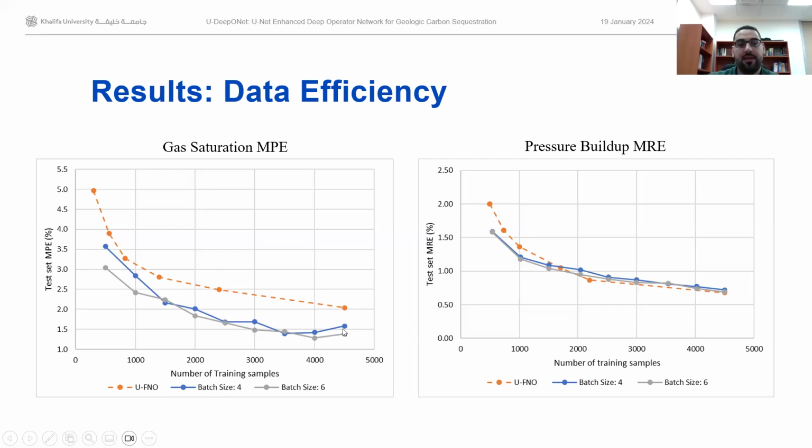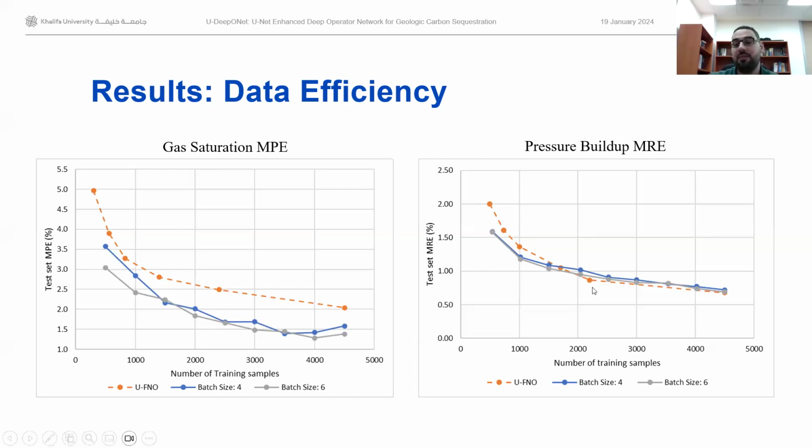As you can see here, the U-DeepONet is not only more accurate with the full dataset, it's consistently more accurate throughout. On top of that, if you compare these two data points, the U-DeepONet maintains the same level of accuracy, and is even more accurate, using a batch size of 6 compared to the UFNO with the full dataset. This tells us that the U-DeepONet is much more effective at learning and is better at generalization.